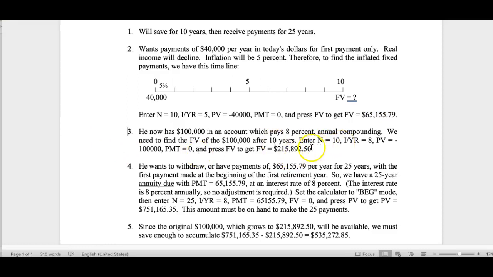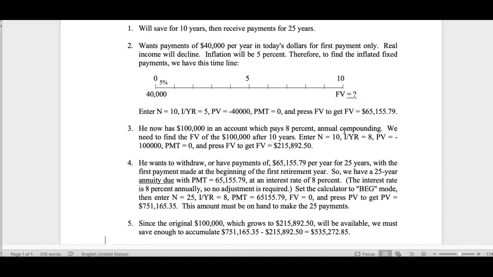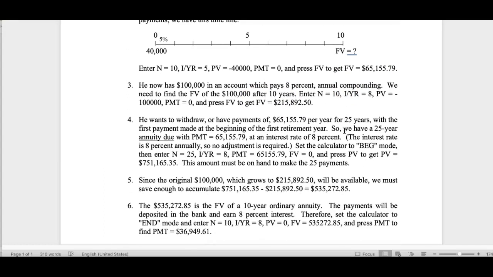Second thing is he has $100,000 in an account, which earns 8%, which is great. So we got this number, and if we put it into our calculator again, the future value equals $215,892. So in 10 years, the $100,000 actually doubles.